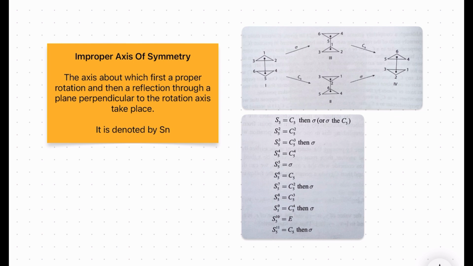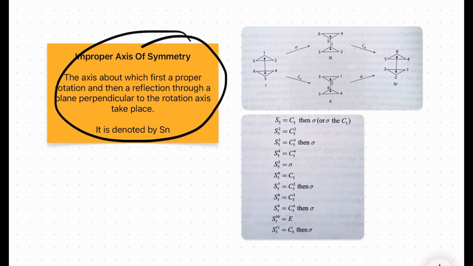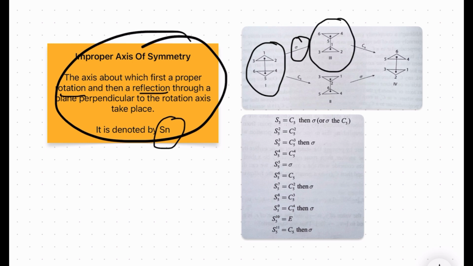Next on, we have improper axis of symmetry. The axis about which first a proper rotation, then a reflection through a plane perpendicular to the rotation axis takes place. It is denoted by Sn. So here you can see, first of all, we have figure 1. Sigma is for the reflection. When it is reflected, it will get this figure like this, and then when it is rotated about the C6 axis, we get this. That initial figure 1 and figure 4 are the same.